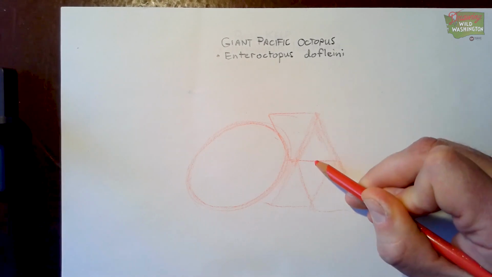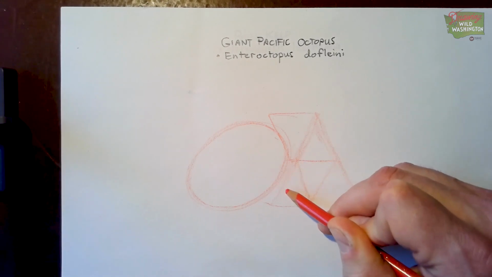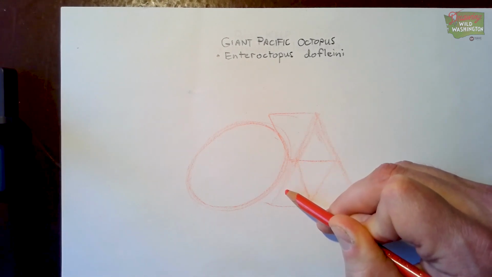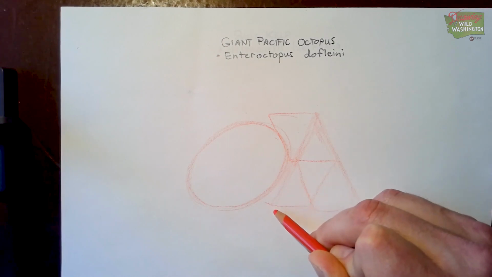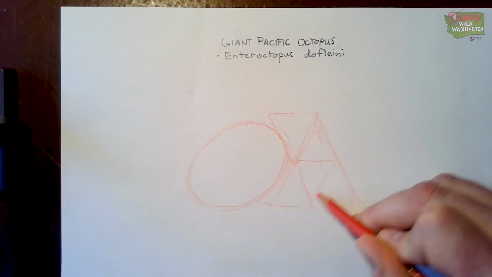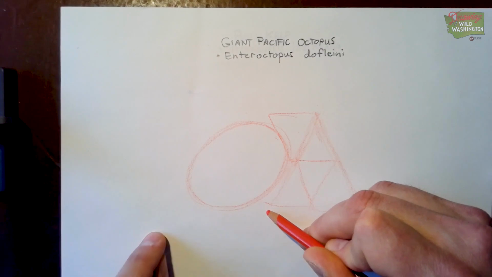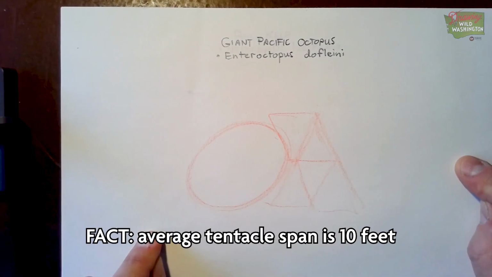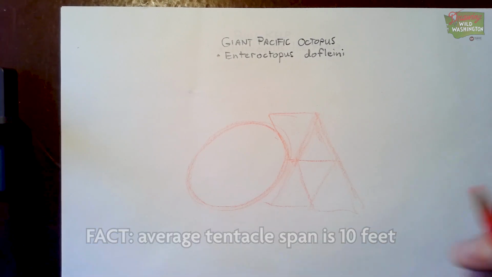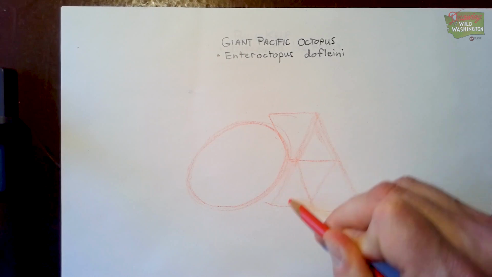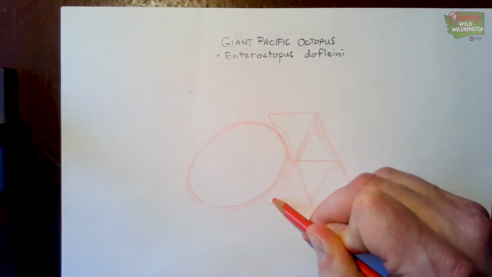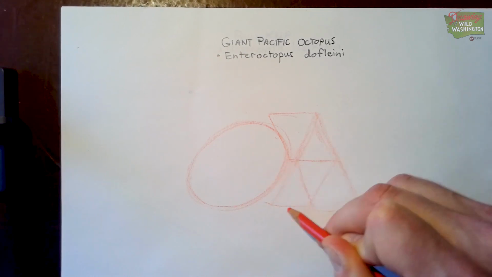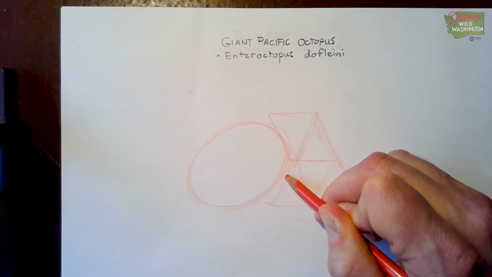As you probably know, the octopus has 8 arms, and each one of them has 2 rows of suckers on it. The average span of tentacles from side to side is about 10 feet, with a world record of 30 feet. When you're drawing the tentacles, there's a tendency to want to cram them all in there, but honestly, some of them will be in the back and you won't see them. So I'm going to draw about 5 or 6.